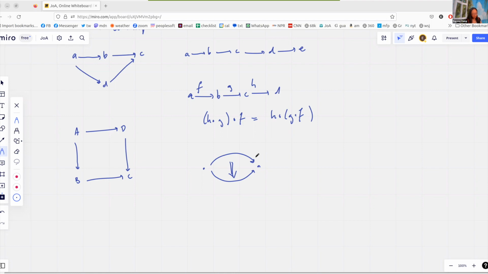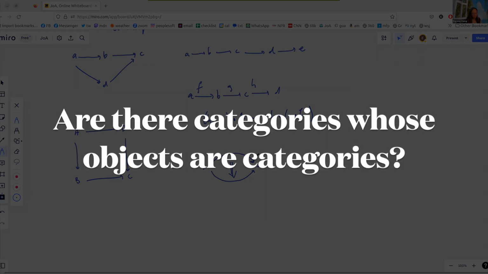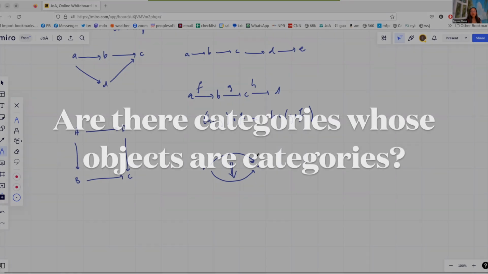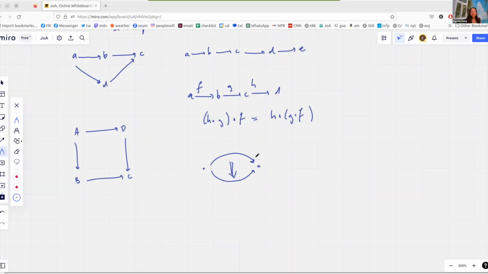And someone says, are there categories whose objects are categories? And the answer is yes. We'll come back to that in the interlude, and I think it's in chapter 13, the one about large worlds of mathematical structures. You do have to impose size constraints to make sure that you don't have Russell's paradox.